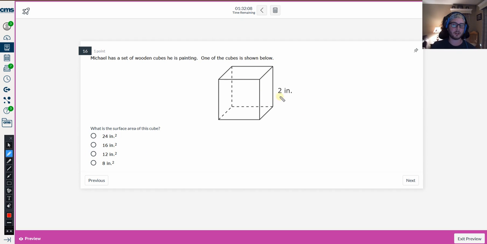If it says that it is a cube and one of the side lengths is 2 inches, that means the area of this front face of the cube is going to be 2 by 2. What's 2 times 2? It's 4. So the area of one of these squares is going to be 4 inches squared. But how many squares are there in a cube? 6. So you have to do 4 times 6, and that's going to give you your answer of 24 for number 16. Be very careful with this type of problem. There is one exactly like it on the test that's tomorrow. Obviously, it's not going to say 2 inches, but it will be solved the same way.